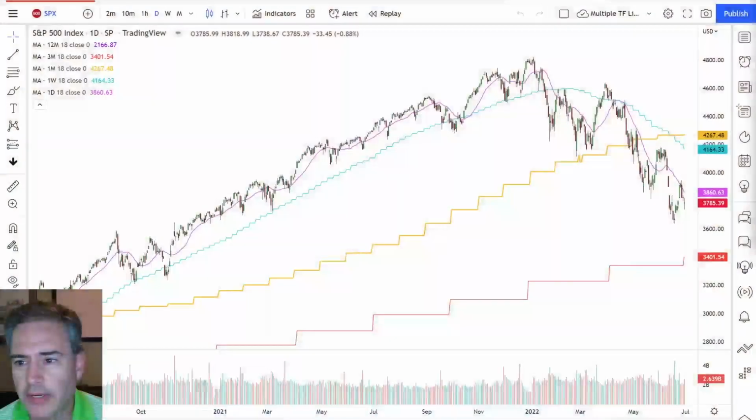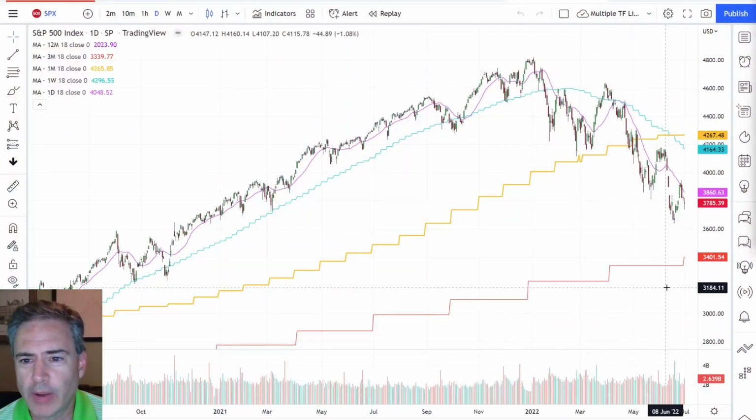I want to go to my timeline chart, which I have been referring to a little bit more often. And then I'm going to go through the multiple time frame analysis, starting with the monthly, working our way down to the hourly. So let's go ahead and get things going here. Again, starting with my timeline chart.